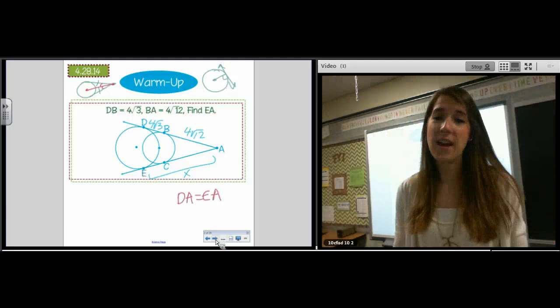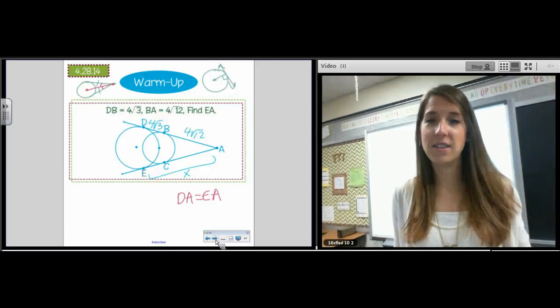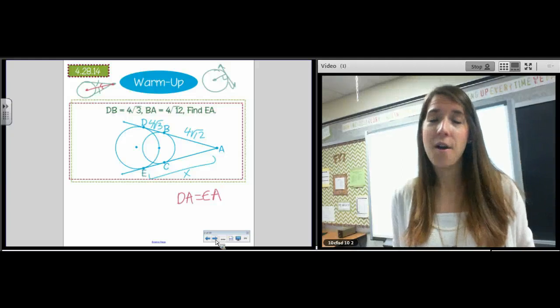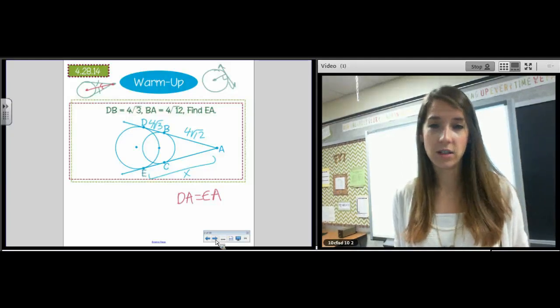So all we have to do is find the length of DA. And how do you find the length of DA? Well, we have to add radicals, segment addition. So this really has almost nothing to do with circles. We're really just using our radical knowledge.